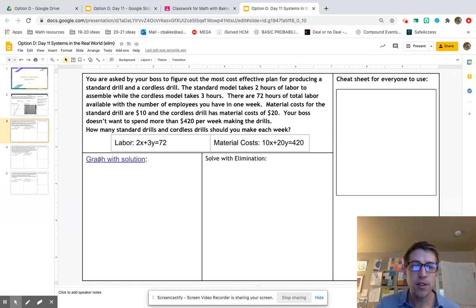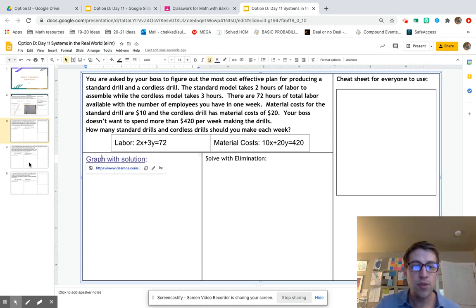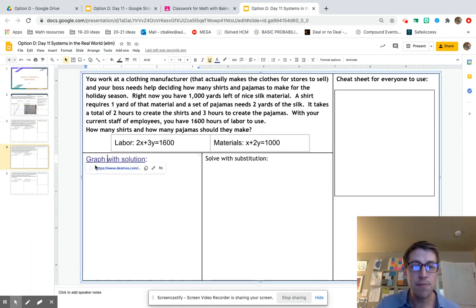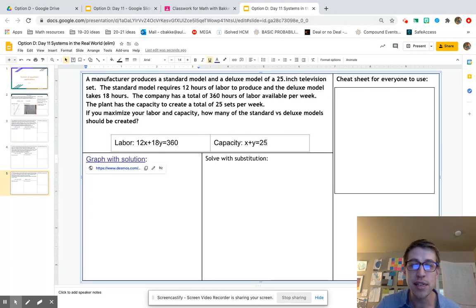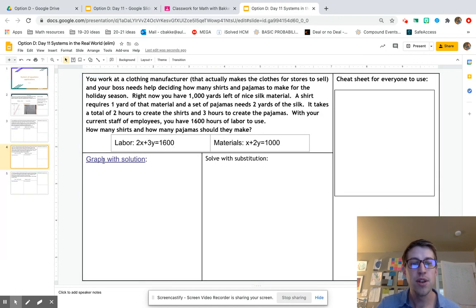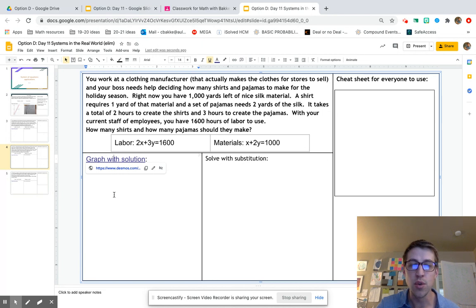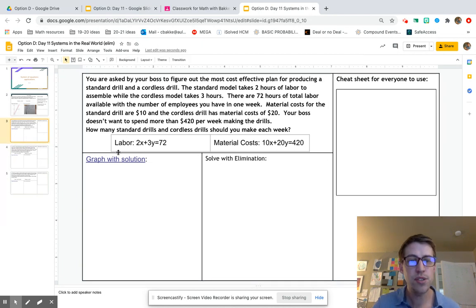And just as a reminder, if you click on Graph with Solution on each problem, I went ahead and made sure that the window in Desmos exactly matches the size of the numbers in the problem. So when you graph, you'll always see your solutions if you click and use those Desmos graphs. So let's do this first one together.